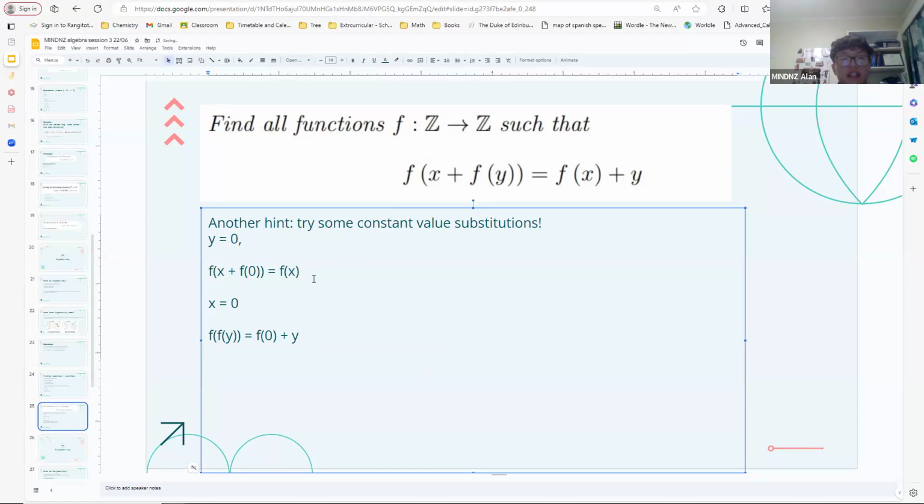So because f is injective, we know that x plus f of 0 equals x. What does this also tell us? F of 0 equals 0. So what's so important about f of 0 equaling 0? It's because of this, right? F of y equals f of 0 plus y. Because f of 0 is 0, we can just remove this, and we know that f of y is just equal to y. So what does this tell us now?